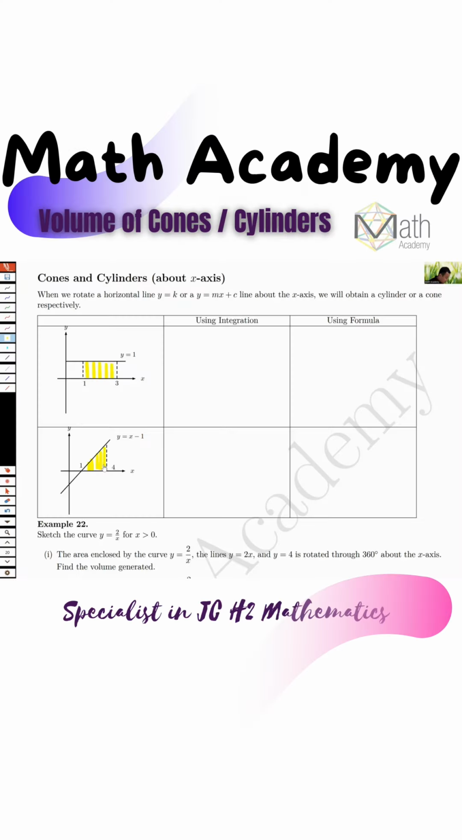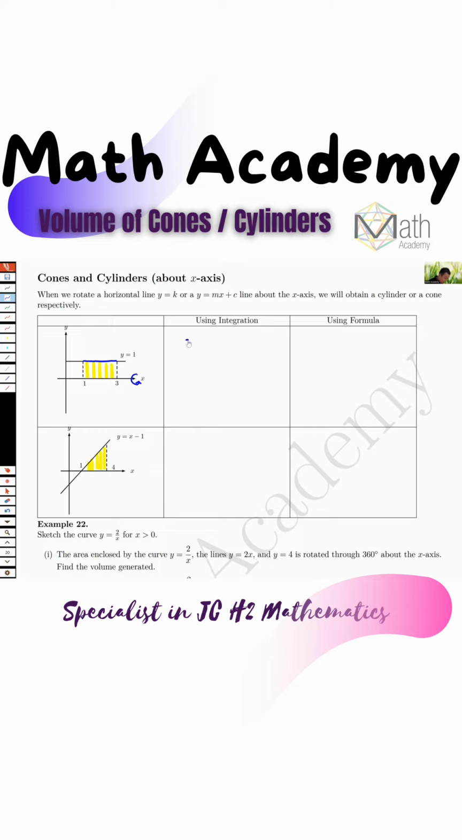For both of them, let's try to rotate that region across the x-axis. Let's start with the familiar one first, trying to use integration. So if I want to find the volume using integration, I am trying to rotate this line across the x-axis.